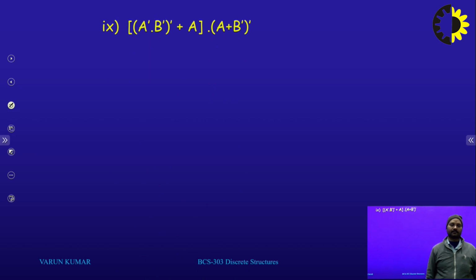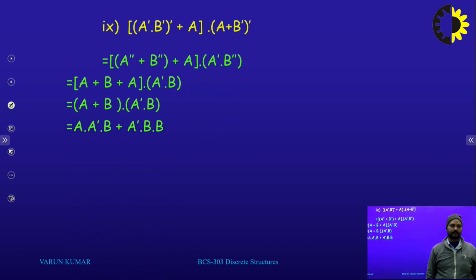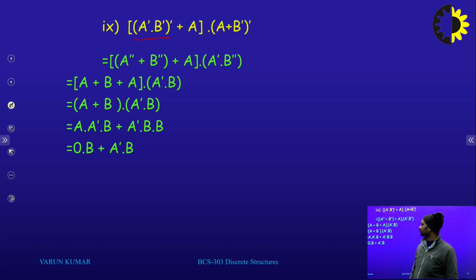You can try this particular numerical. First we apply De Morgan's law, that is A' plus B''. Then again a De Morgan's law here. Then after that we will get A plus B plus A, plus A becomes A, and plus B. Here A'·B. If we multiply this inside, then A·A'·B plus A'·B·B. B·B is again B, and A·A' becomes 0. 0 dot B becomes 0. So what we will get, that A'·B.